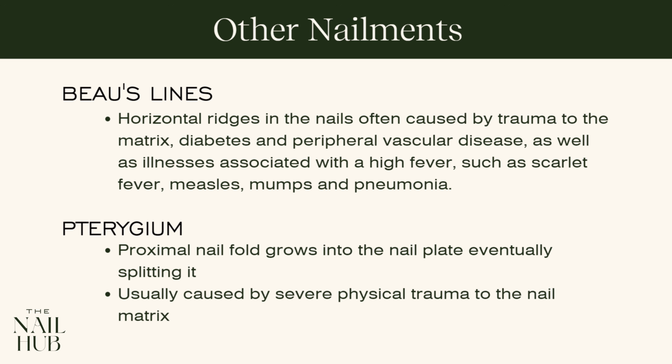So you'll sometimes see Beau's lines, also diabetes, vascular diseases, illnesses such as high fever, scarlet fever, measles, mumps, and pneumonia, and also sometimes medication changes and dietary changes can also cause Beau's lines. I often also see Beau's lines with people that have gone through things like chemotherapy, where, you know, again, you've got so much going on in your body. Our body is forming our actual nail plates. And so any drastic changes in that area during that time, it's almost like we have a little stamp on the timeline of our nail plate that you will be able to see once it starts to grow out.